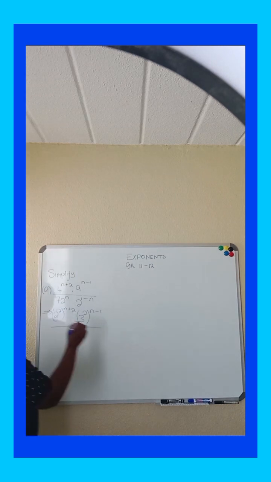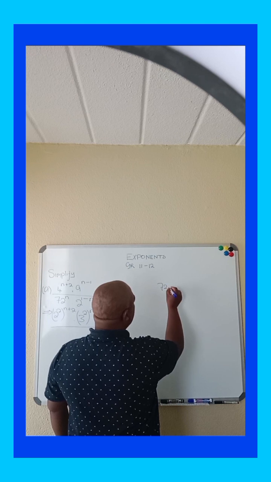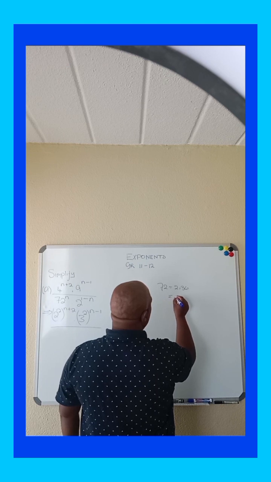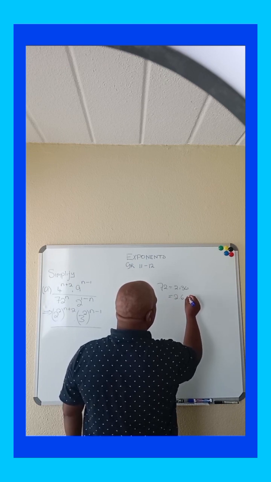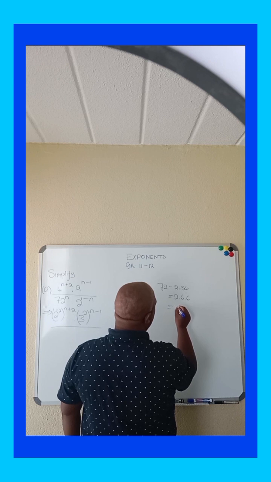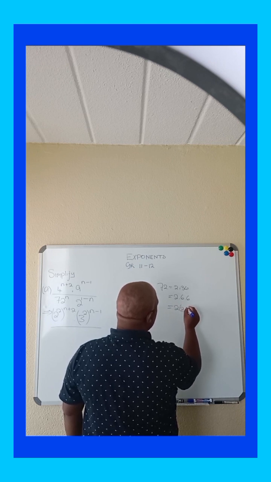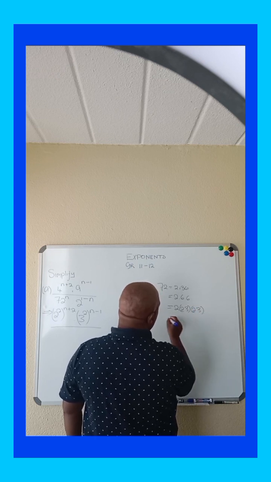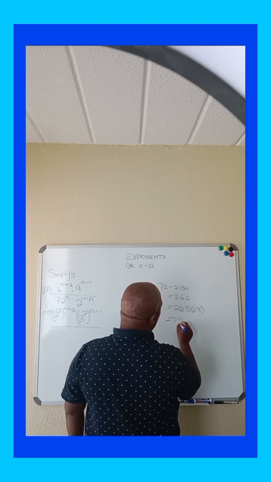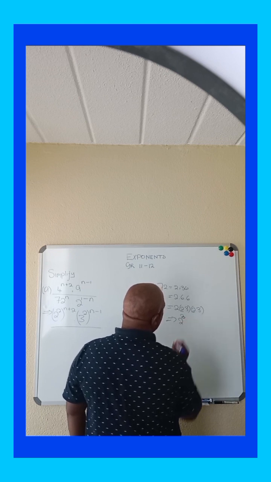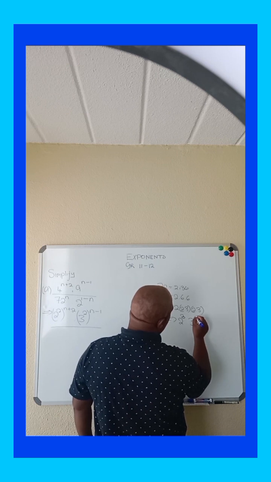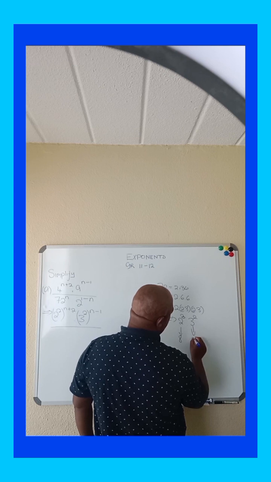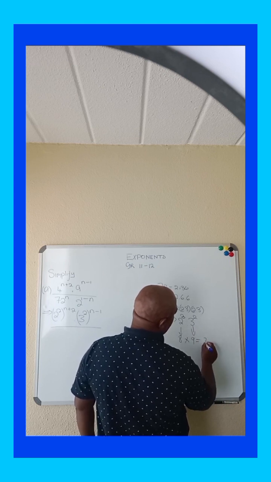Okay, let's work on 72. 72 is equal to 2 times 36. 72 will be 2 times 6 times 6. 72 will be 2 times 2 times 3 times 2 times 3. 72 will be 2 to the power 3, sorry, times 3 to the power 2. This one is 8, this one is 9. So if you multiply, we've got 72.